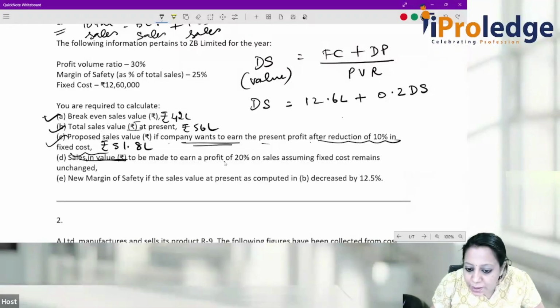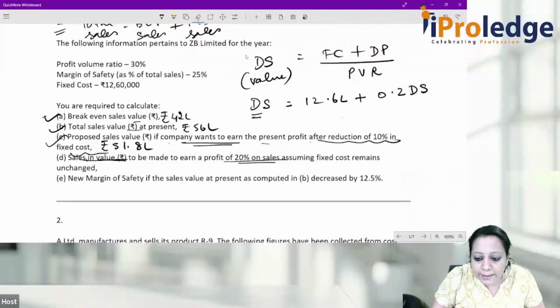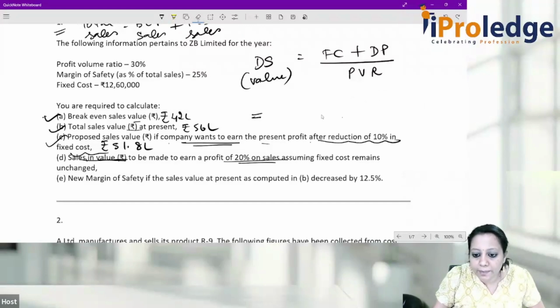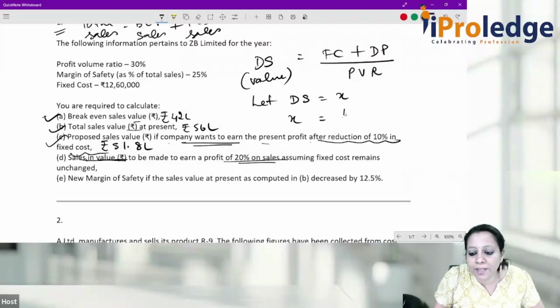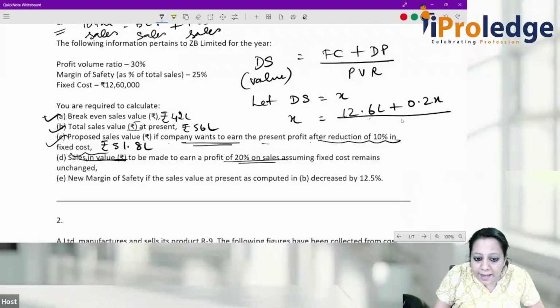Because they are saying it is 20% on sales. Sales is what? DS. Are you all comfortable, my dears? Otherwise, we will do one thing. Same thing, I will write it in an easy manner. Let DS be equal to X. X is equal to fixed cost 12.6 lakhs plus 0.2 X, divided by PVR. PVR is how much? 30 percentage.